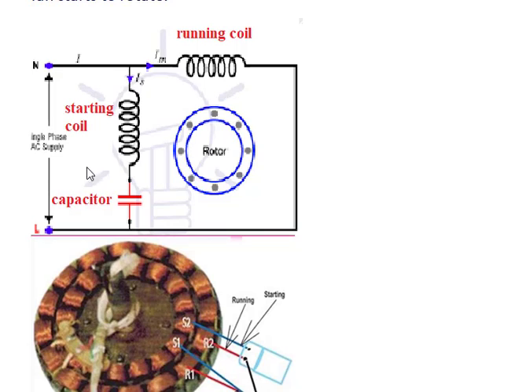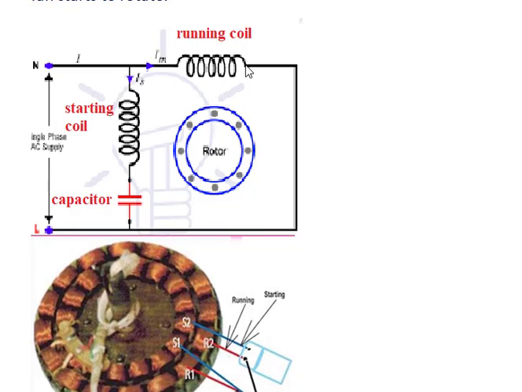So this AC current is passing through the starting coil and the capacitor. This capacitor initially charges fully and discharges, so the voltage increases. Initially this capacitor voltage and this line voltage give more magnetic field here, and then it's cut off. And then this current is passing through the running coil.